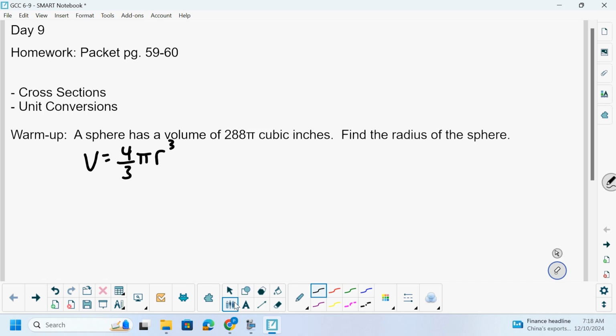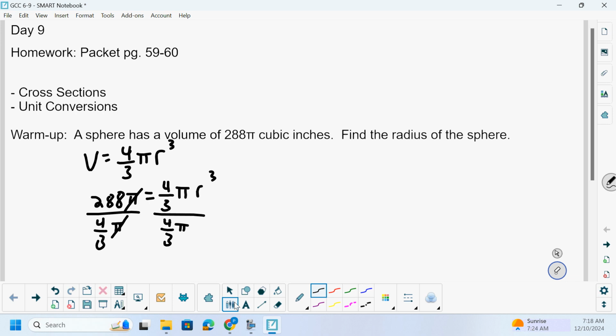Notice they give us the volume, and then we want to find the radius. So we'll put the 288 pi in for volume, and we're going to work to solve for r. To get r by itself, we're going to divide both sides by 4/3 pi. The pi's divide out, because anything divided by itself is just 1. Then we just have to do the 288 divided by 4/3.